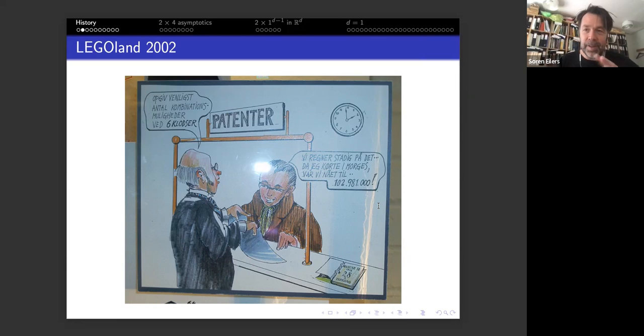And then there's a little place where the kids can play with Lego, and I was walking around and I found this little picture. What it says is, it's supposed to be at a patent office. You can see the date. It's January 58. And this is when Lego got the patent for the Lego brick.